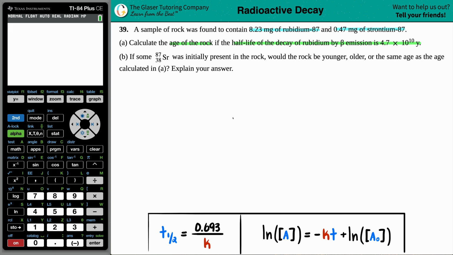Okay, so the first thing is that I got two different metals here, right? I got rubidium-87 and then strontium-87. Now, they did say that rubidium is going to undergo beta emission. So maybe the first thing is to just kind of draw out a nuclear reaction, a balanced equation using those nuclide notations.